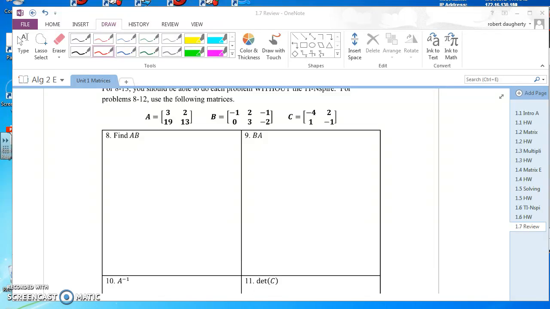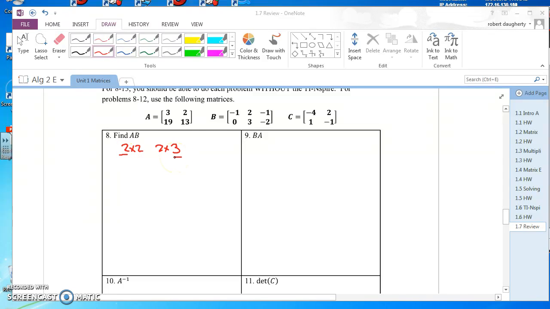Okay, number 8. We are no longer on the TI inspired part of the test. This is the one where you will do these operations by hand. So again, AB, that's a 2 by 2 matrix and a 2 by 3 matrix. That is doable. My answer will be a 2 by 3 matrix.